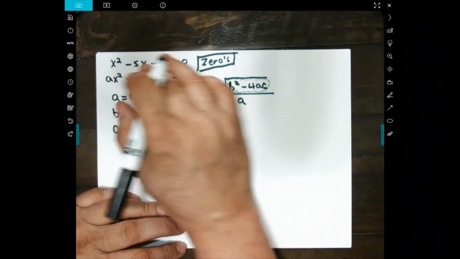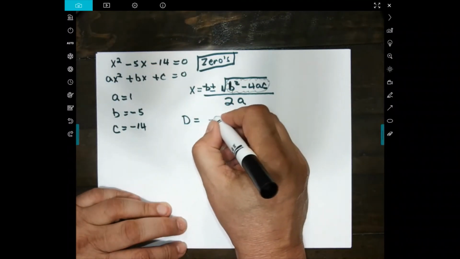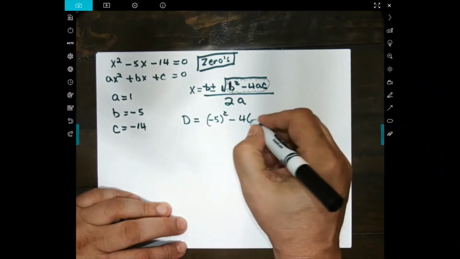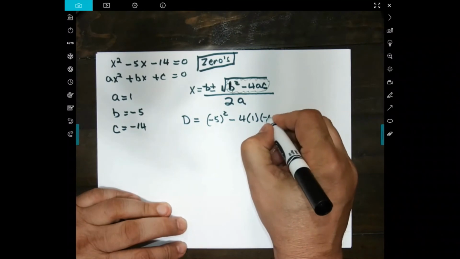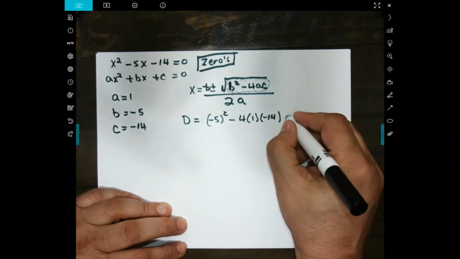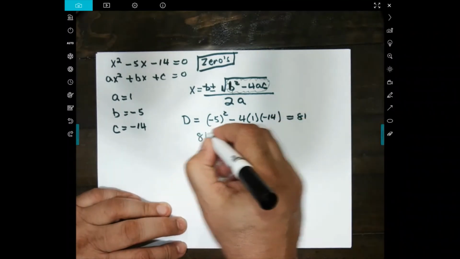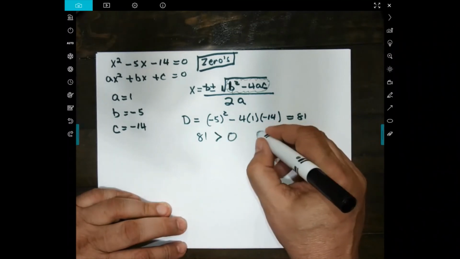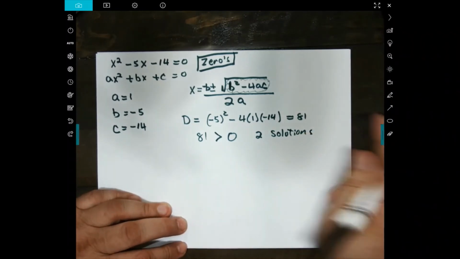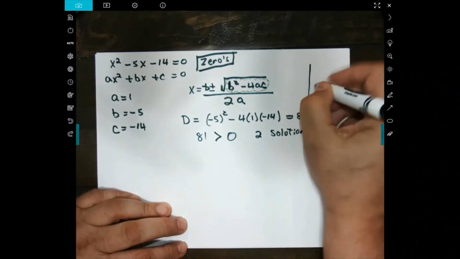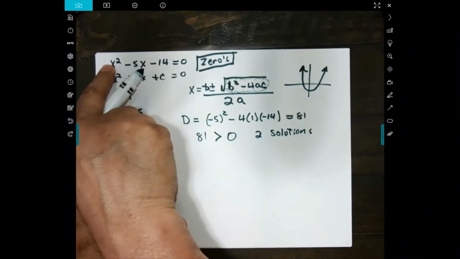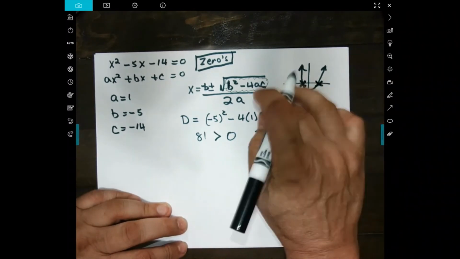So the discriminant is equal to b squared. In this case, b is -5, so I've got -5 squared minus 4 times 1 times negative 14. That's 25 and 56, so that's 81. So we know that 81 is greater than 0, so we have two solutions. And we know it opens up, since the coefficient a is positive, so if we were to graph this, we know we have two solutions somewhere along the x-axis.